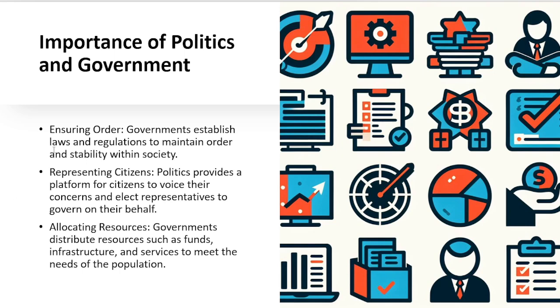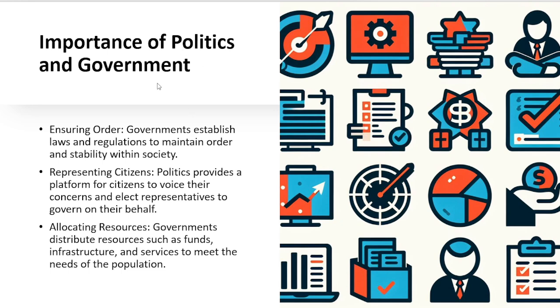There are six listed here. The first three are: governance is important to politics because it ensures order. Governments establish laws and regulations to maintain order and stability within the society, in which politics operates. Representing citizens: politics provides a platform for citizens to voice their concerns and elect representatives to govern on their behalf. You can achieve that through an established government in which politics operates. Allocating resources: governments distribute resources such as funds, infrastructure, and development services to meet the needs of the population. We talked about politics as a collective activity on page 1. So politics cannot exist without government.